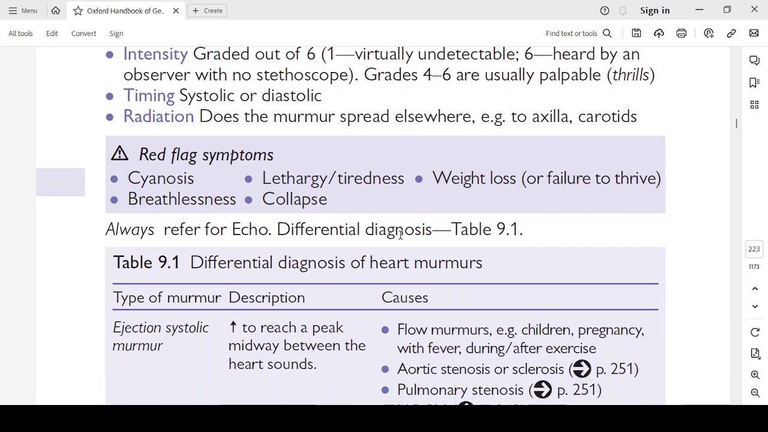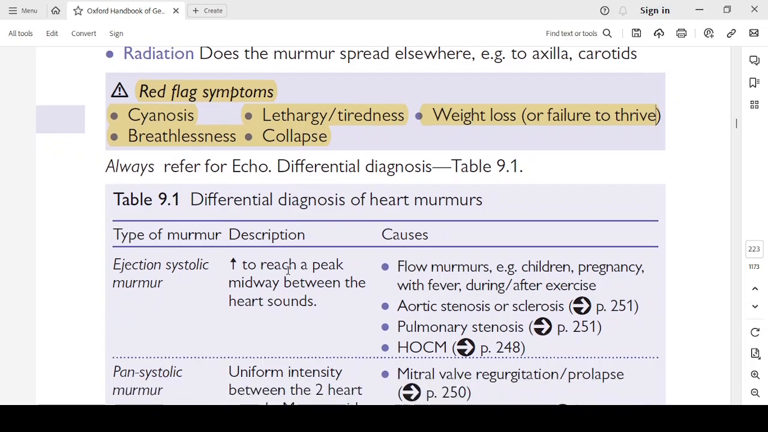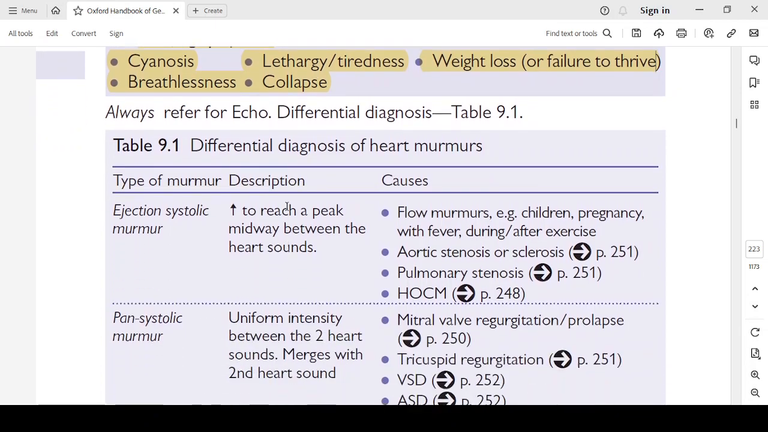Red flag symptoms in cardiovascular disease: cyanosis, lethargy or tiredness, weight loss or failure to thrive, breathlessness, and collapse. Always refer for an echo.